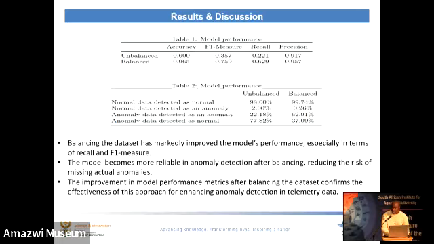What we are aiming to do is to combine this LSTM autoencoder with a generative adversarial neural network to come up with a model that will be able to decrease the misclassification, so that we can have a model that will be able to identify anomalies in the telemetry data. Thank you.